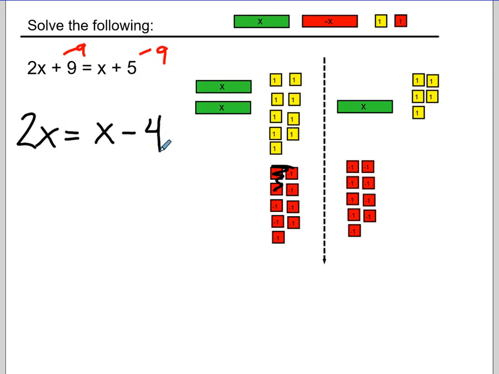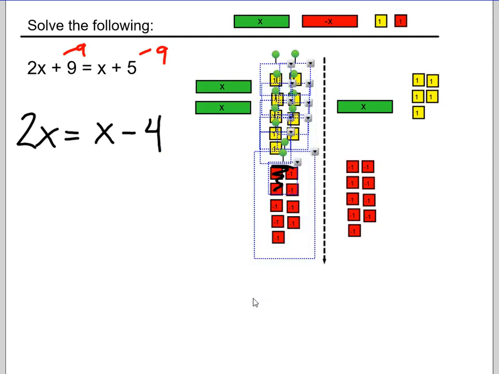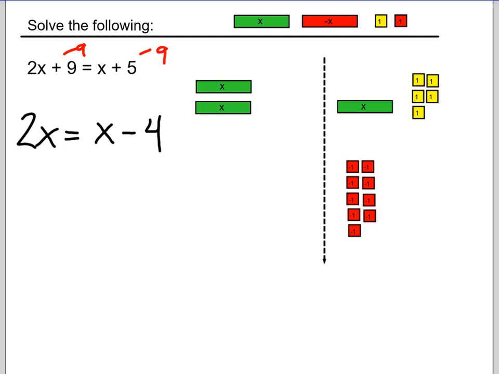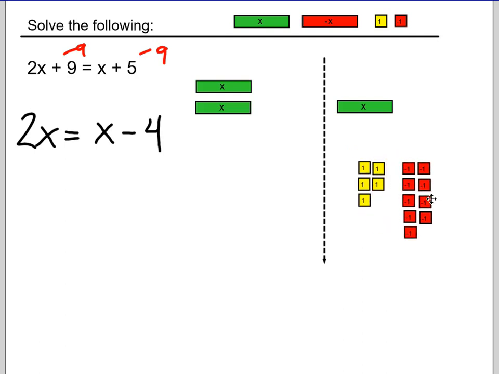So all of these terms right here, they all get highlighted and they disappear. Down here I can take 5. I won't be able to separate these quite as easily because of the way I set it up, but that's all right. We could follow. Let's use blue. These 5 here will cancel these 5 negatives. So you can see I'm left with 4 negatives on the right hand side.